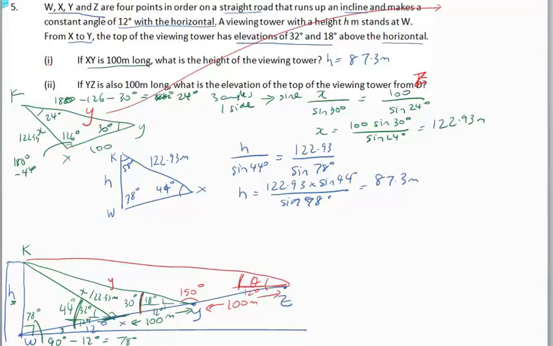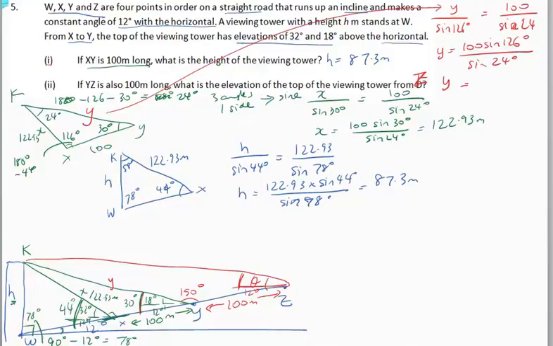So here we're going to say y over sine of 126 degrees is equal to 100 divided by sine of 24 degrees. So y is equal to 100 sine 126 degrees divided by sine 24 degrees. We enter that into our calculator, and it's going to be 198.9 meters. So now we know 2 lengths and 1 angle here.